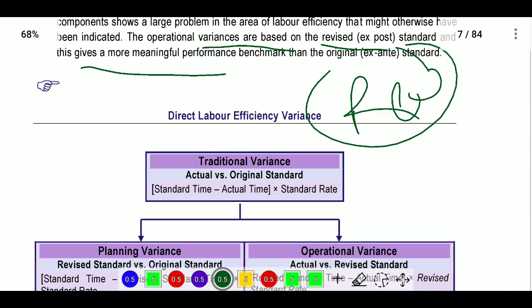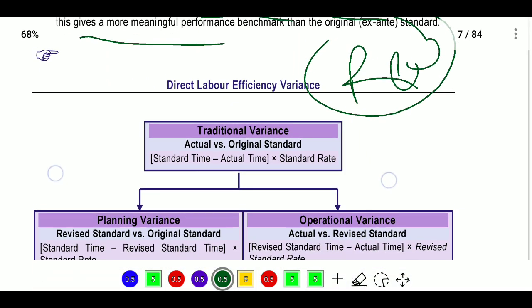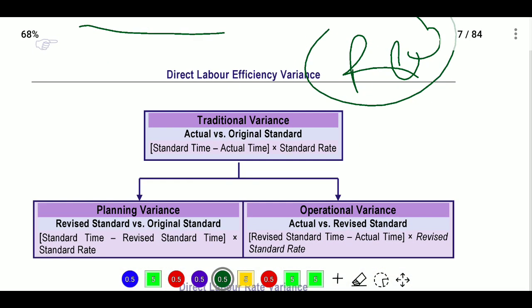data. So revised data we will get from where the operation is starting. Before starting the operation we take one standard: this much cost we will incur and this much profit we will earn. After starting the operation we get some market information, and we revise our standards, that is the revised standard. Next, direct labor efficiency variance.